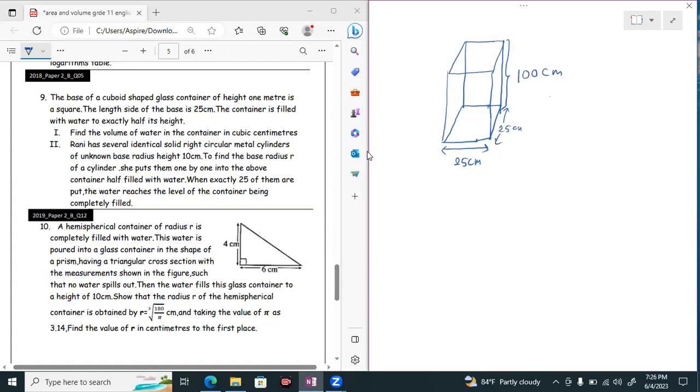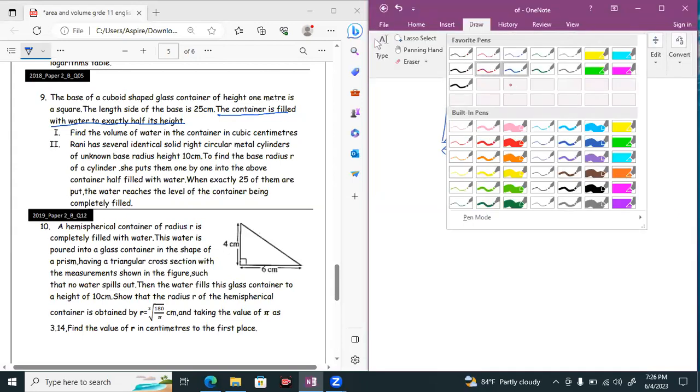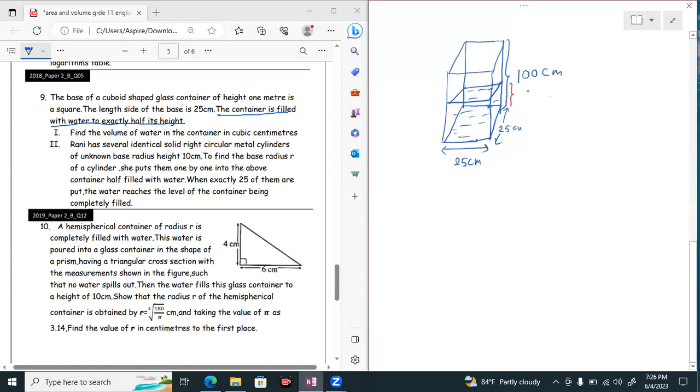Okay. The container is filled with water to exactly half of its height. Half of its height. That means, what is the height of the water? 50 centimeters. Yes, 50 centimeters. Okay, it is 50 centimeters. Yes, very good. Find the volume of water in the container in cubic centimeters.